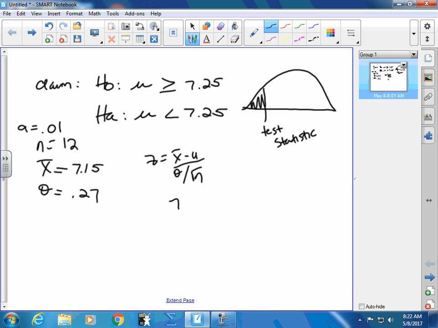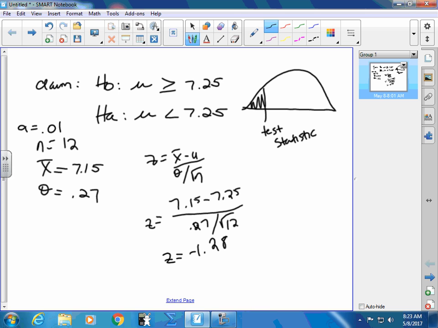So we get 7.15 minus 7.25 over 0.27 divided by the square root of 12. Some of you have trouble finding the n. Make sure you get the correct n. So you're going to put this in your calculator, and you're going to round correctly to how many decimal places? 2. So what did you get for your z-score? 1.28? Everybody get 1.28? Negative 1.28.